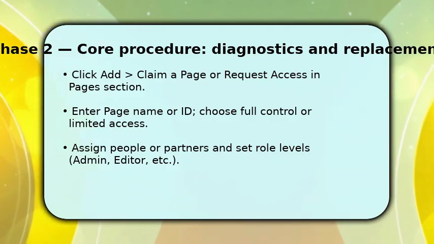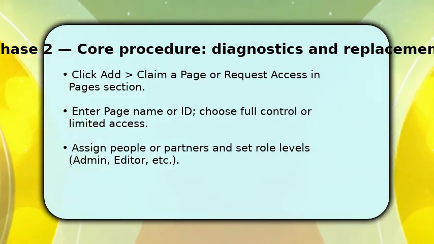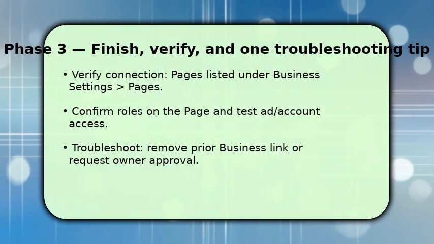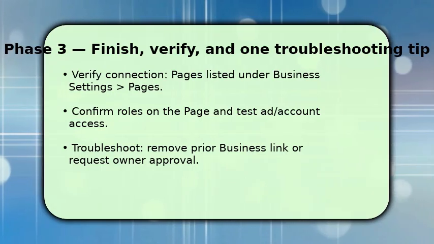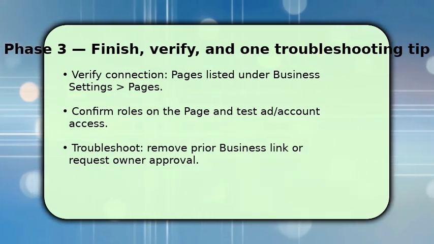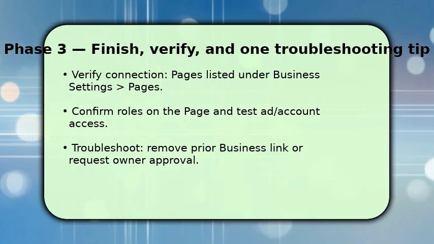Confirm via the page's notification or email to finish by verifying the page now appears under Business Settings pages and that assigned people can access it. Once done, test Add Account Access or Page Publishing to confirm permissions work. Make sure billing and catalog links are intact.